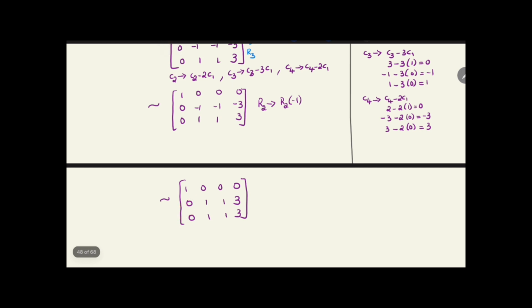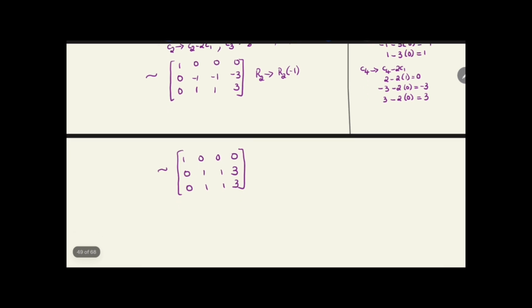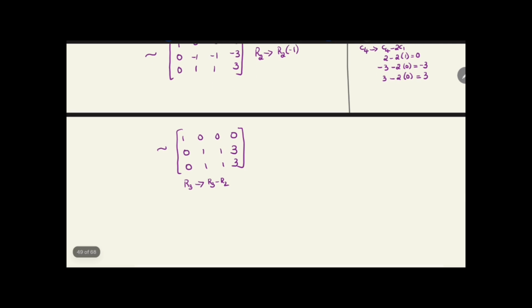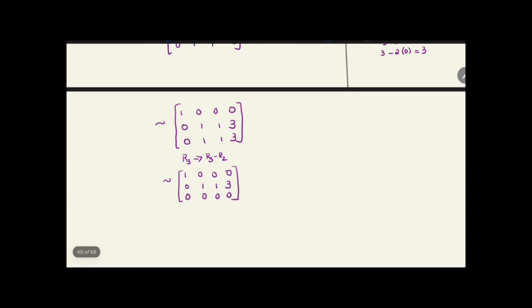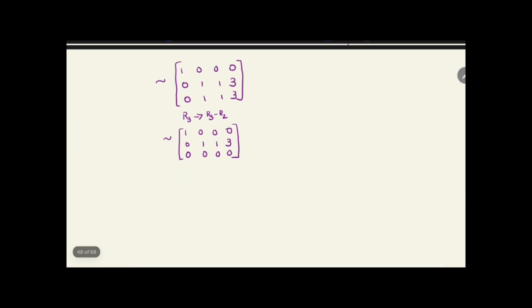Okay, so what will I do now here? What will be the operation? R3 implies R3 minus R2. Then what will be the matrix? The first row and the second row remain the same, 1 0 0 0 and 0 1 1 3. If I subtract R3 and R2, it is 0 minus 0, 0; 1 minus 1, 0; 1 minus 1, 0; 3 minus 3 is 0. Clear, students?